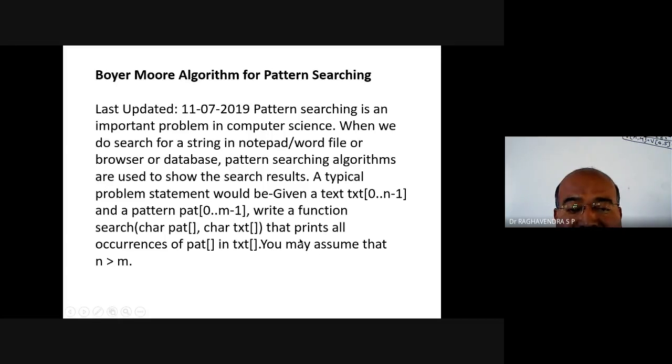It is going to print all occurrences. Occurrences means the findings: how many times the pattern is present in the given text, one time, two times, and also the position. You may assume that n is always greater than m. N is the length of the text, and the text is always longer than the pattern. This is the prerequisite of the Boyer-Moore algorithm.